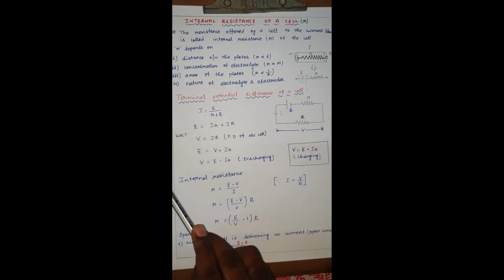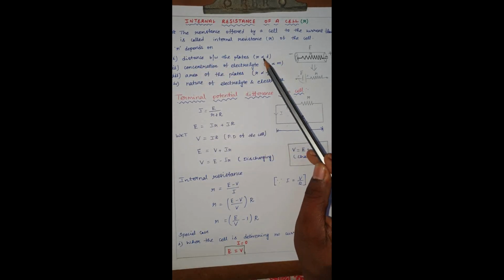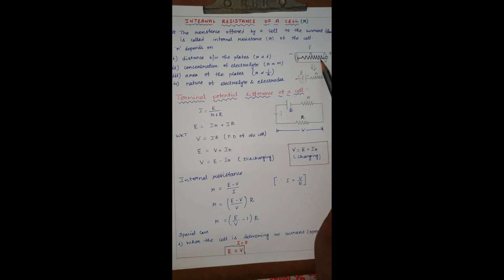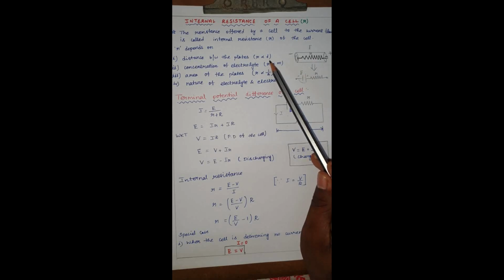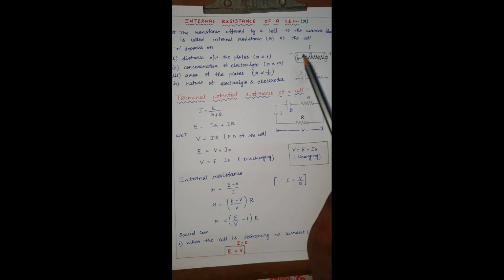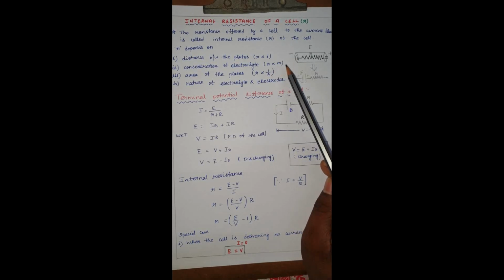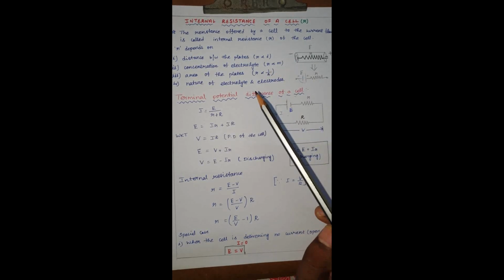Very important: the internal resistance depends upon the distance between the plates. When the distance between the plates is more, the current has to flow for a larger distance, so the length increases, and that is why the resistance also increases. The next one: it depends upon the concentration of the electrolyte. If the concentration of the electrolyte is more, then electrons cannot move freely, so the resistance increases with the concentration. That is, R is directly proportional to M.